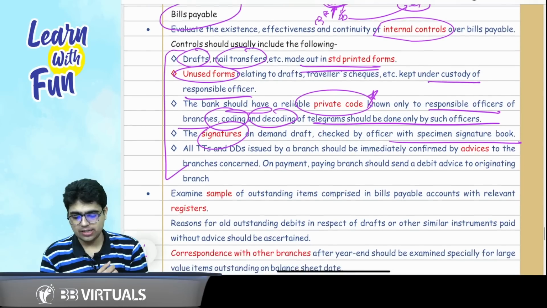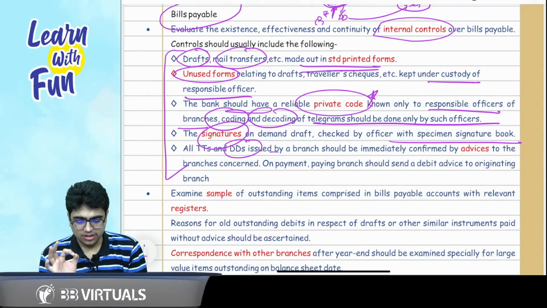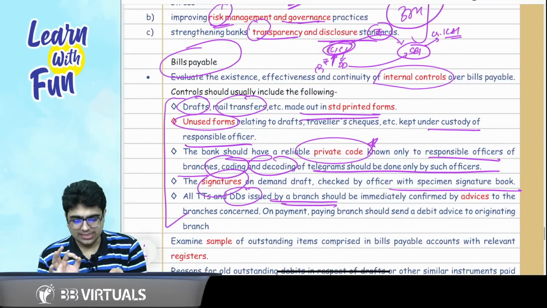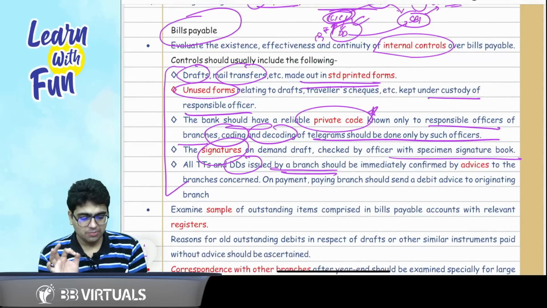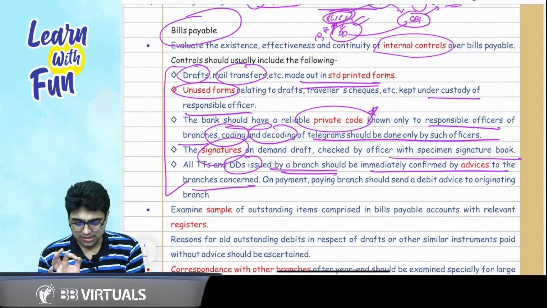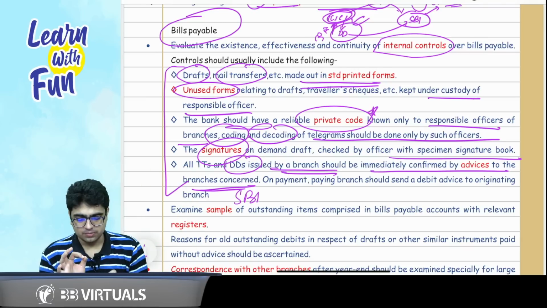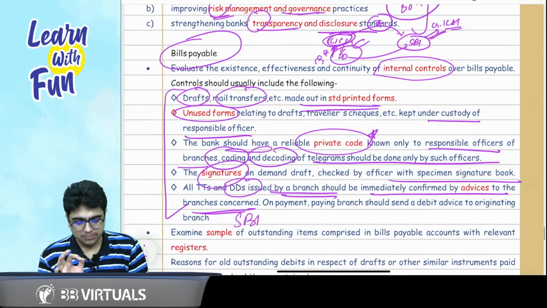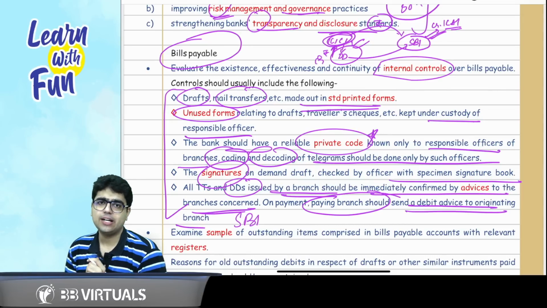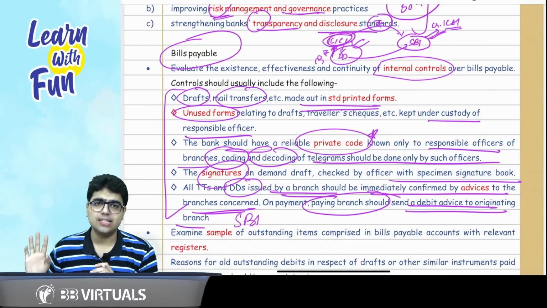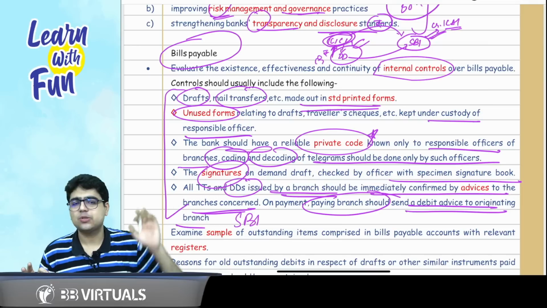And the last point is all the TTs and demand drafts issued by the branch. So this ICICI branch, whatever demand draft it is issuing, it should conform to the SBI branch. They should be immediately confirmed by advices to the branches concerned, that is SBI in our case. Whenever SBI makes the payment to ICAI, it will send a debit advice to the branch. So debit advice means it will debit the ICICI branch because it needs to take payment from it.